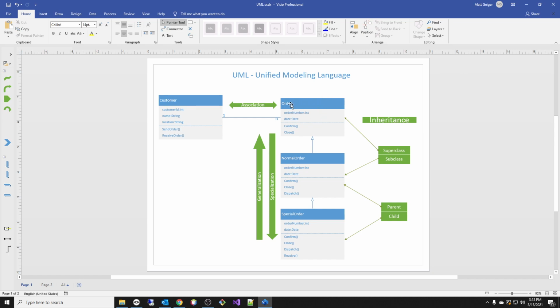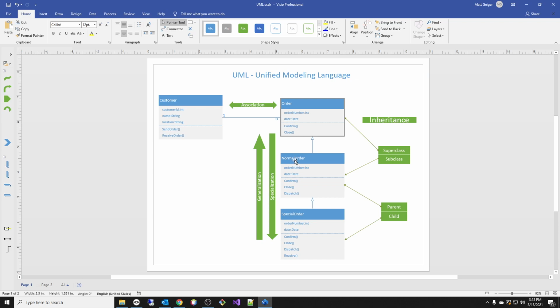Then over here we have an order, and we can see it has some properties like order number or date, or if it's Java, they could be fields. Remember, the nomenclature changes slightly between languages. However, the nice part about UML is it's more of a concept, so we turn it into whatever we need it to be for the language that we're using. We also have a confirm method and a close method for the order.